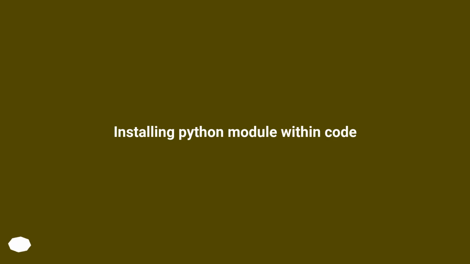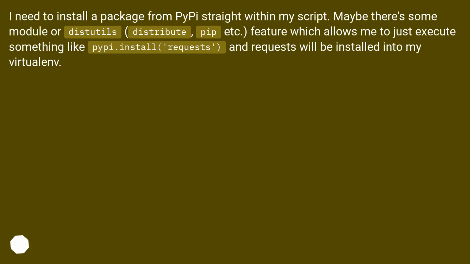Installing Python module within code. I need to install a package from PyPI straight within my script. Maybe there's some module or distribute, pip, etc. feature which allows me to just execute something like pypi.install requests, and requests will be installed into my virtual env.